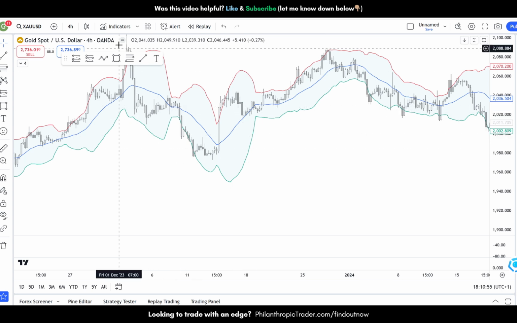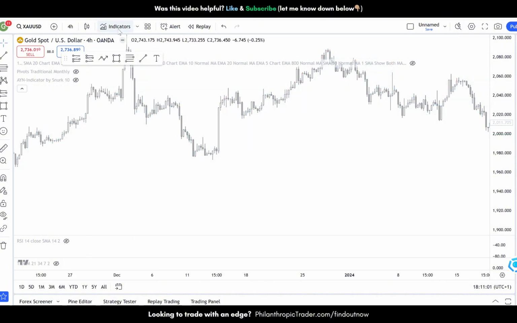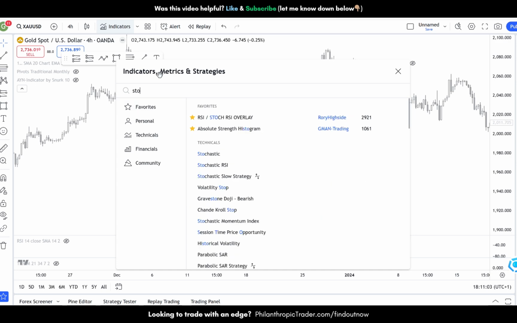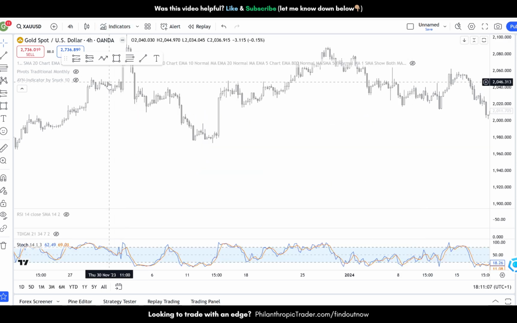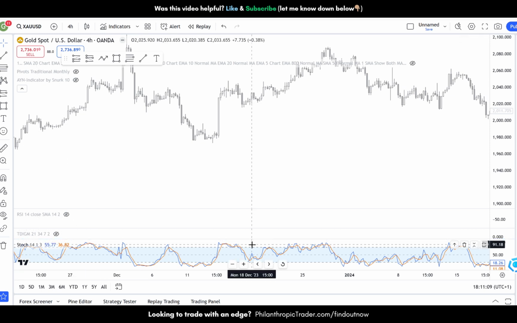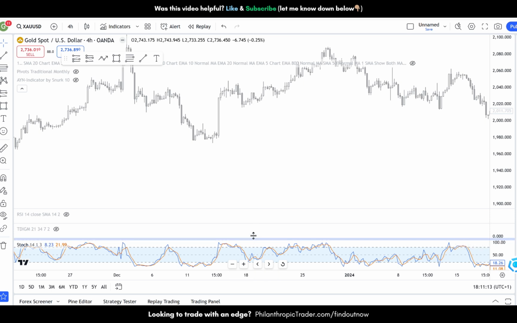The stochastic, let me show you that one. The stochastic indicator is also used by many people. Again, we take a look down below. Over here, make it a little bit bigger.